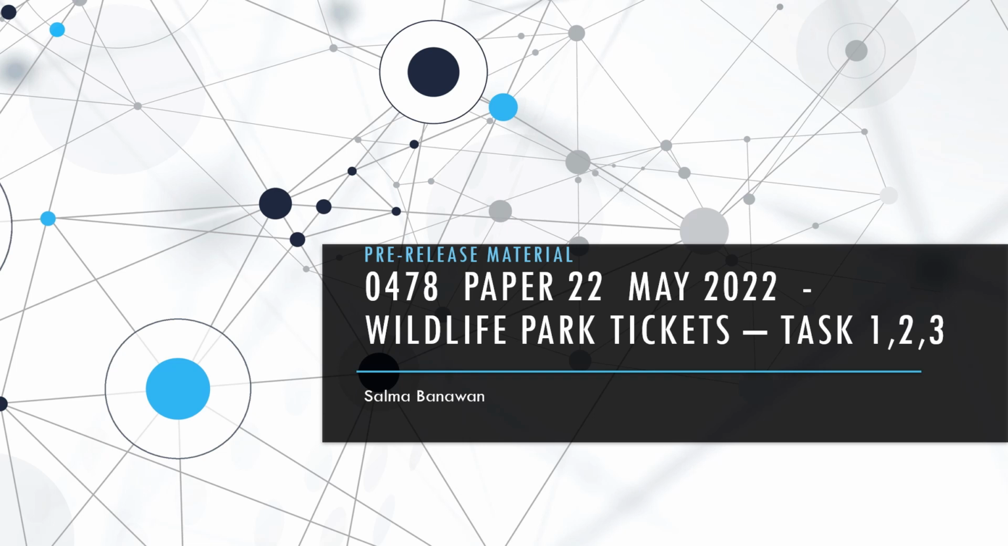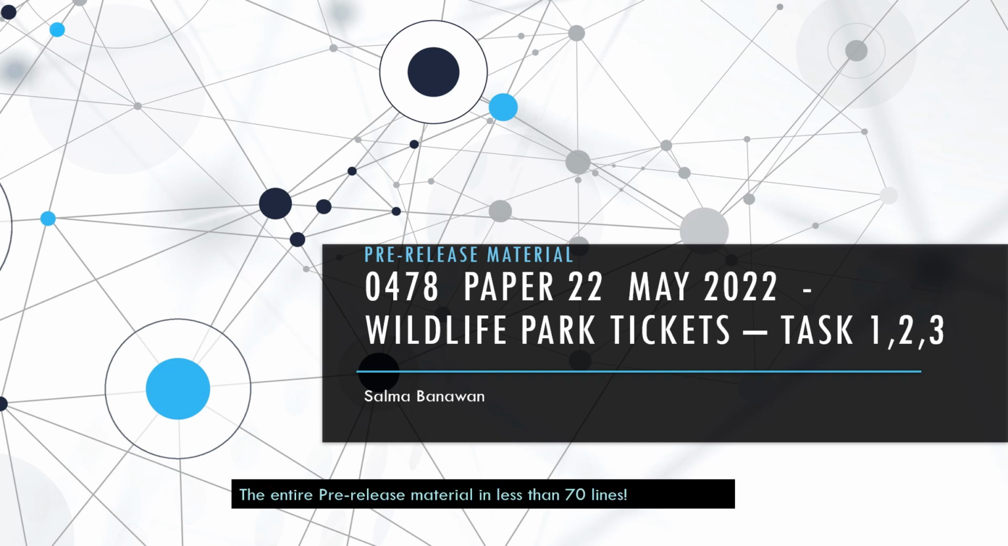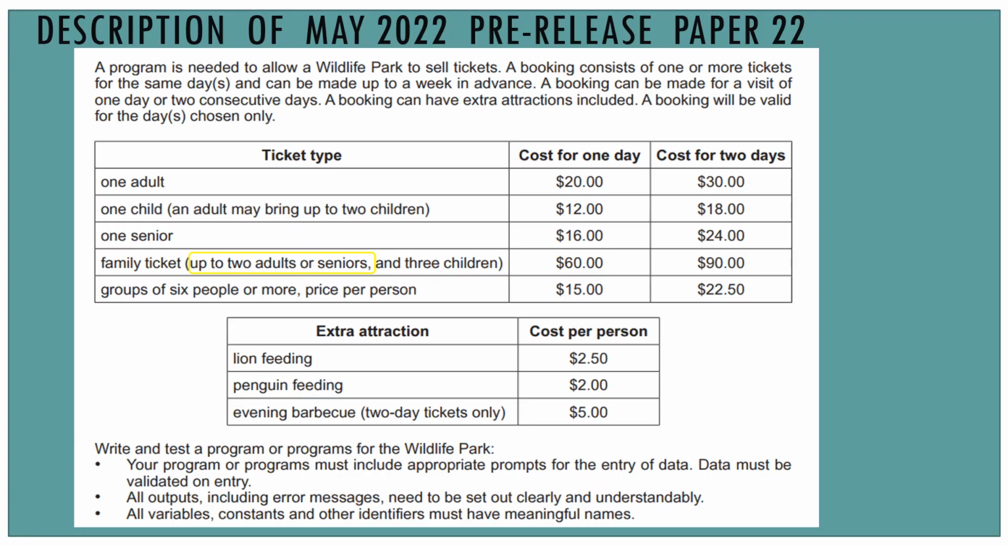Hi, I'm Salma Benawa, and here's the solution to the pre-release material, the Wildlife Park tickets for the May 2022 paper 2-2. All 3 tasks in this video are going to be solved in under 70 lines of code. So let's take a closer look at the description of the pre-release material.